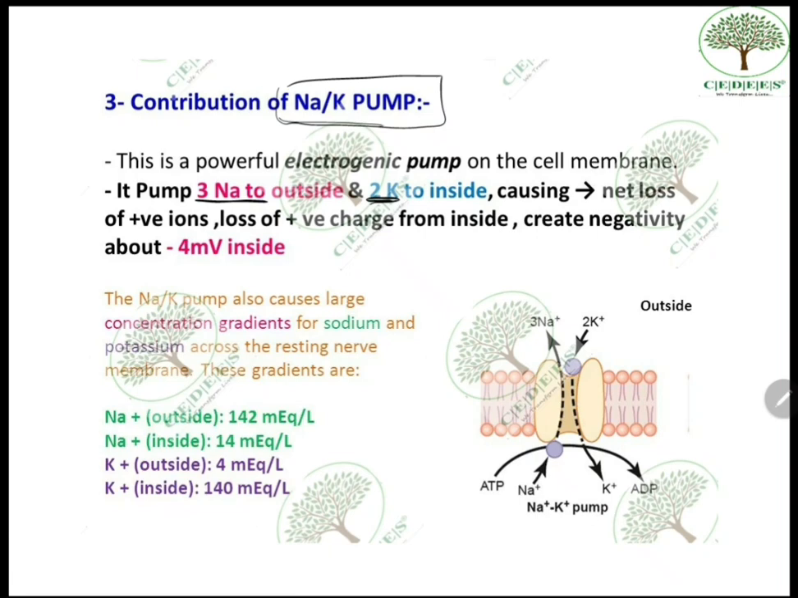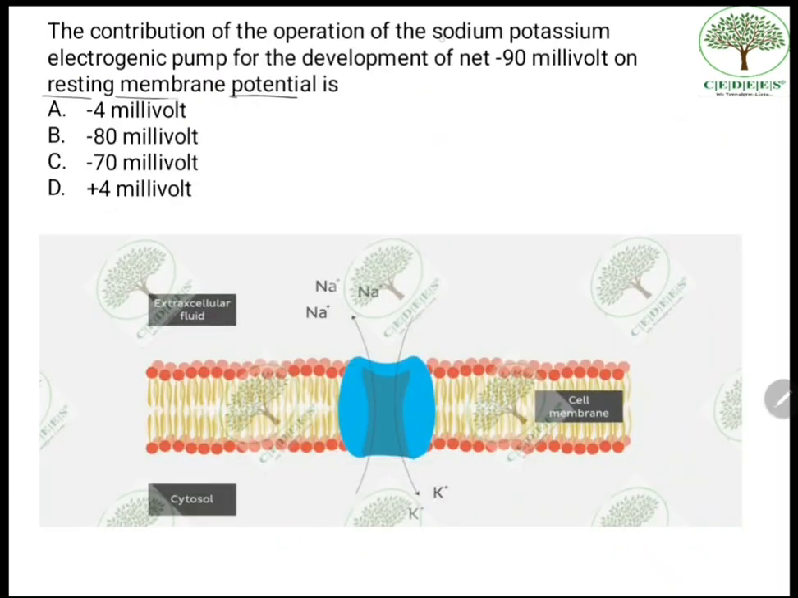And since the number of ions it's pumping outside is more than the number of ions it's getting inside, the net charge would obviously be negative. Since both of them are positive, but there's more positive outside and less positive inside, the net negativity will also add another -4 mV of negative potential. So here the question is, how much is contributed by this pump? This pump by itself contributes another additional -4 millivolts of negativity to the resting membrane potential.